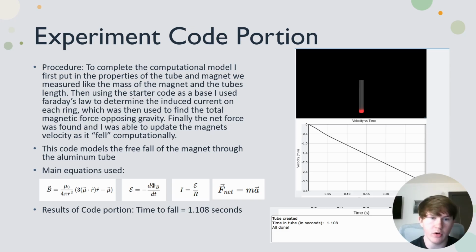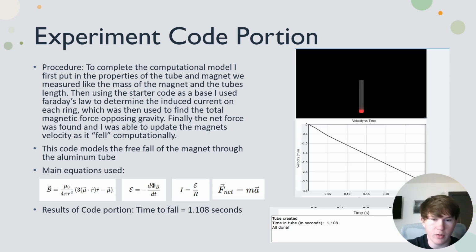So for the code portion, I started with the starter code, and then basically just built a model where I first put in the properties of the tube and magnet, and then used the starter code to use Faraday's law to determine the induced current on each ring, and then use that to find the total magnetic force opposing gravity, and then the net force was found so that I could update the magnet's velocity as it fell computationally. And then those are the main equations used, Biot-Savart's law, Faraday's law, etc.